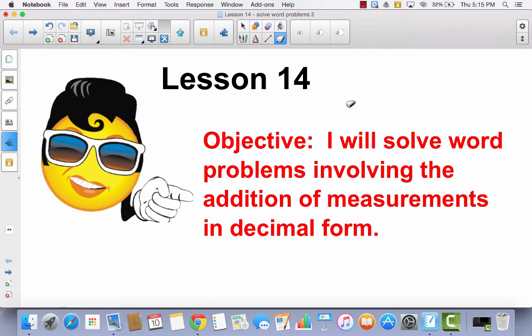Lesson 14, I will solve word problems involving the addition of measurements in decimal form. So today we are going to solve problems on our problem set. We're going to get our problem set out right away and look at those 4 problems and work them together.